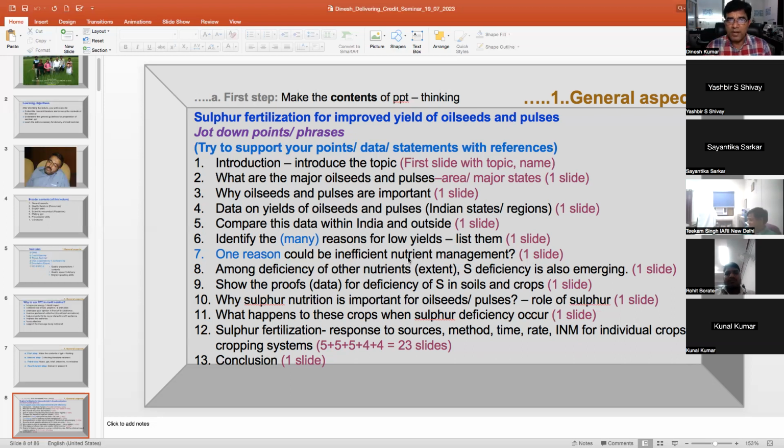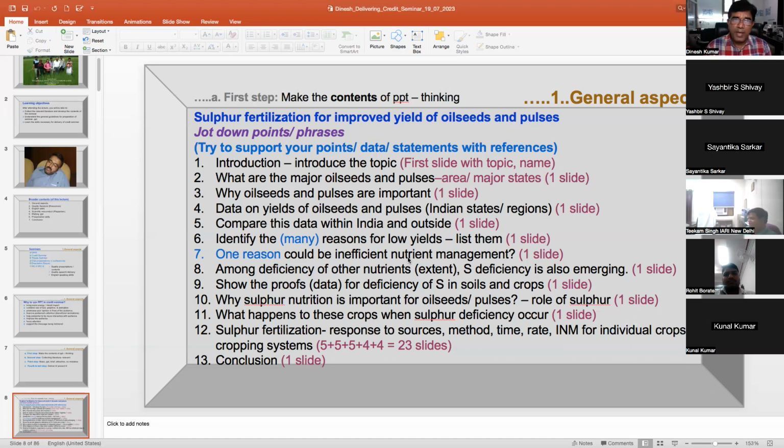When I develop my content, I can go either way. One way is that I make oil seed and pulses the major theme. If you go this way, for oil seed and pulses, the requirement of nutrient is high, the requirement of sulfur is also high. What happens when sulfur is not supplied to the oil seed and pulses? Their yields will decline, their quality will decline, and so on. I can take up that way also.